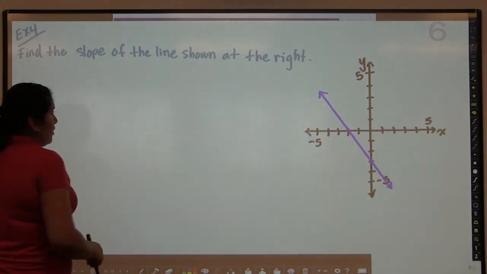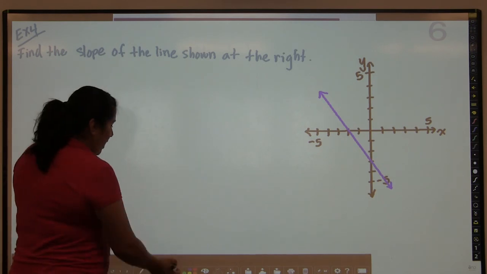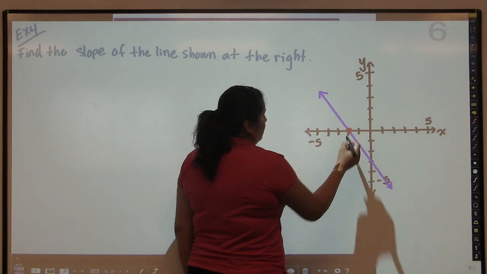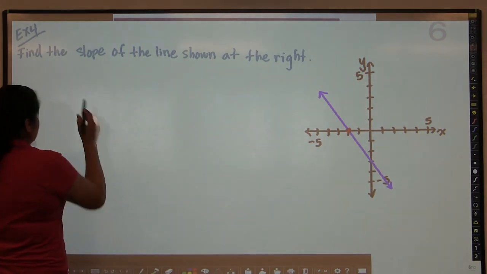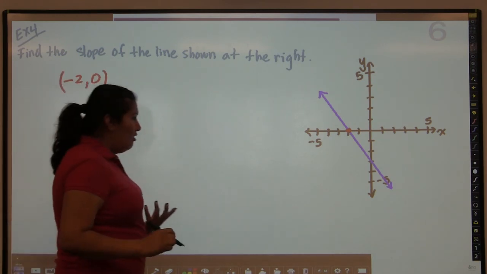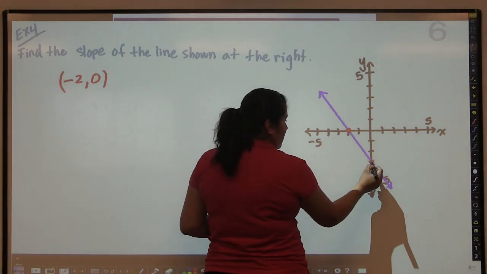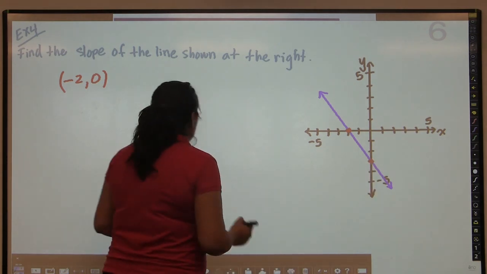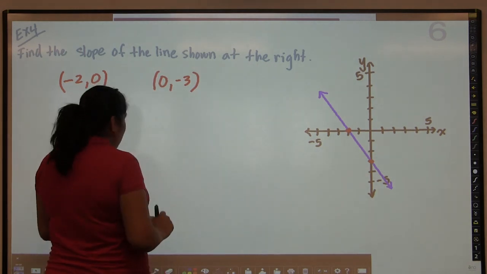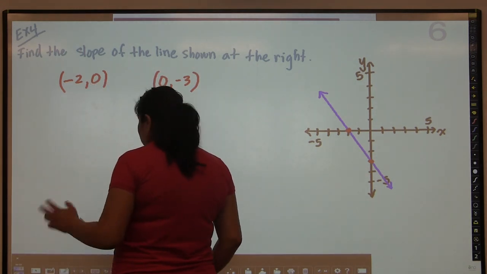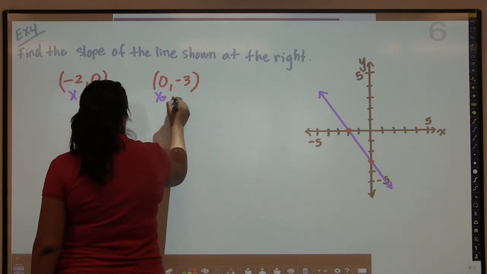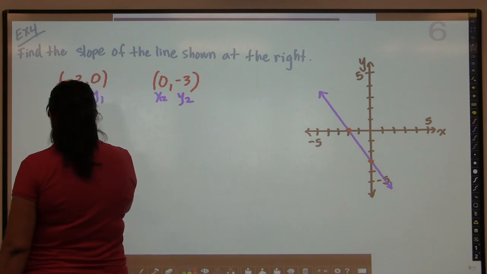So the first thing we have to do is extract points. And so I'm looking at my graph, and this point right here looks like a pretty good one. And it happens to be x negative 2, and obviously the x always goes first. So x negative 2 and the y coordinate 0. And the other point that I think looks pretty good is right here. And the x coordinate for that point is 0. And the y coordinate being negative 3. So now that I have those 2 points, the rest of it is pretty much the same. We're going to label x1, y1, x2, y2. And then we're going to calculate our slope.